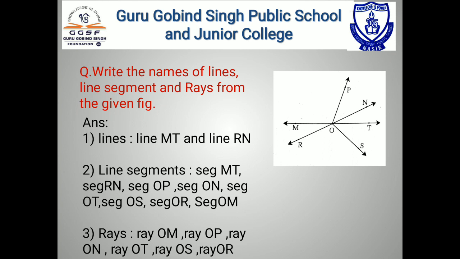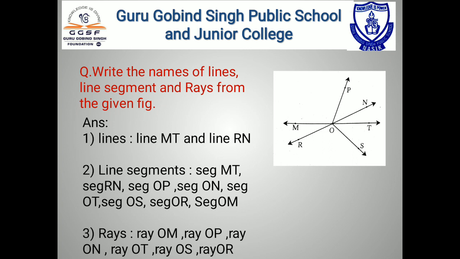Second, line segment means what? Two fixed point. So first one, it is segment MT. It has two fixed point M and T. Segment RN, again it has two fixed point. Then segment OP. O is the fixed point, P is also fixed point. Segment OP, segment ON, segment OT, segment OS, segment OR, segment OM. So these are the line segment which has two fixed points.